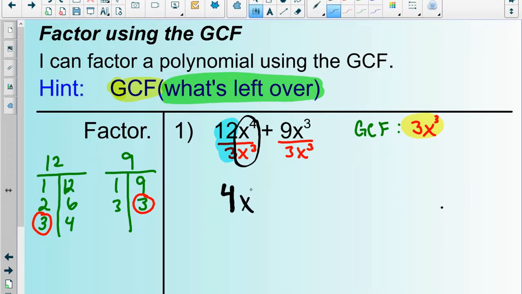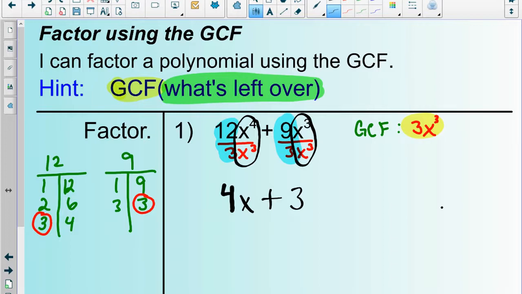So that first one's going to have 4x to the first power left over, just going to bring down the plus sign from that original expression. And now we do the same thing to the second part. We divide out the greatest common factor, starting with the number parts. 9 divided by 3 is 3. And then x to the third power divided by x to the third power, well, that's just something divided by itself. And anything divided by itself is just 1. And we know that 3 times 1 is just 3.